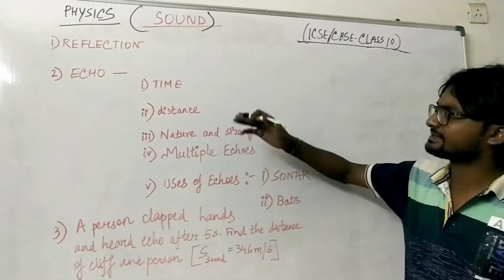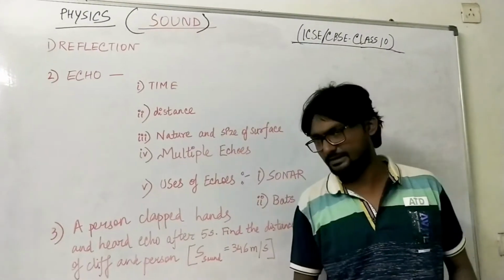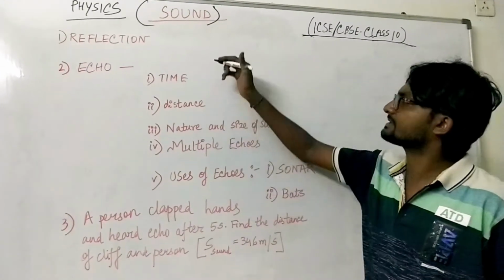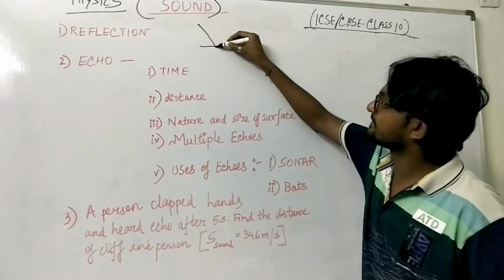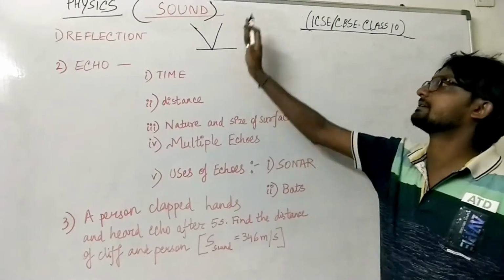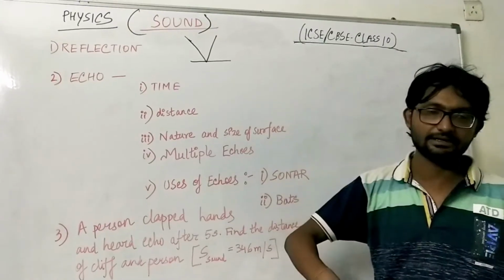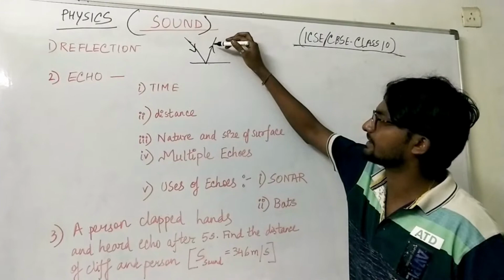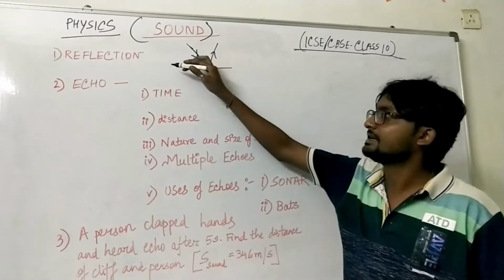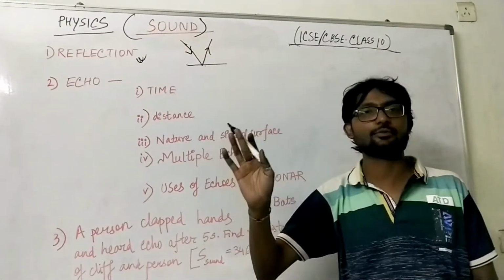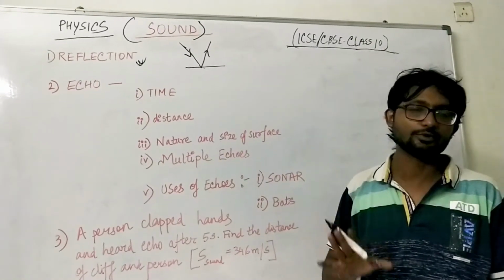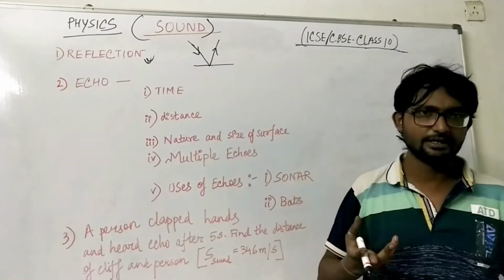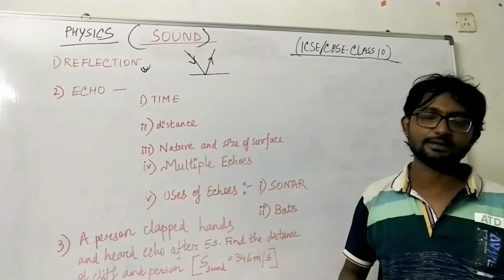So what is reflection? If you know the light part, that will be my next video for physics. Reflection is when sound falls on a surface and gets reflected back into that medium. The sound is coming over here and reflecting back. So it is basically reflection. Light and sound are both energy, nothing else. Sound is the energy that makes us able to hear, and light is the energy that makes us able to see.